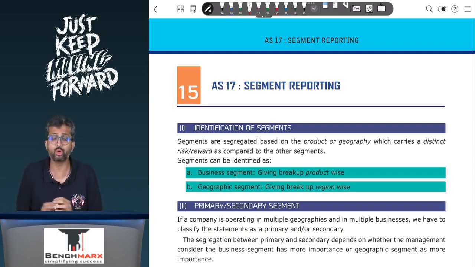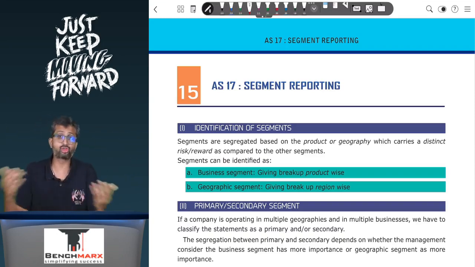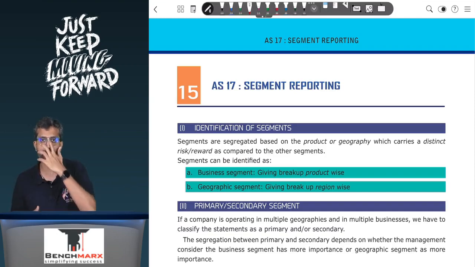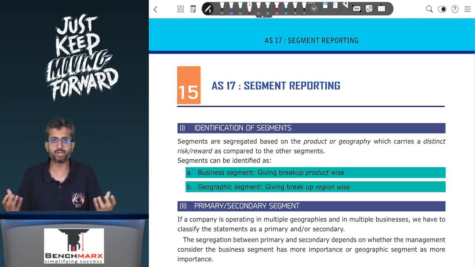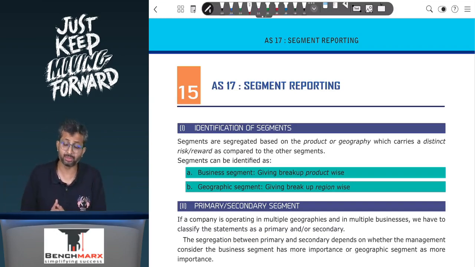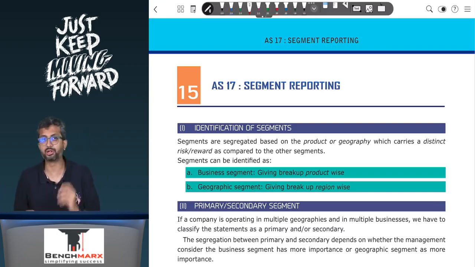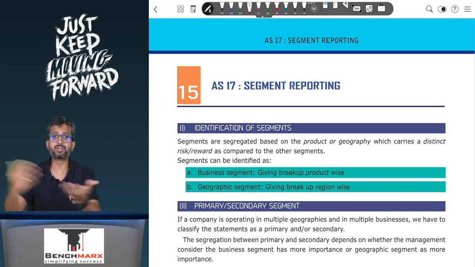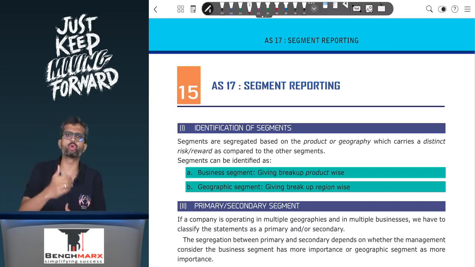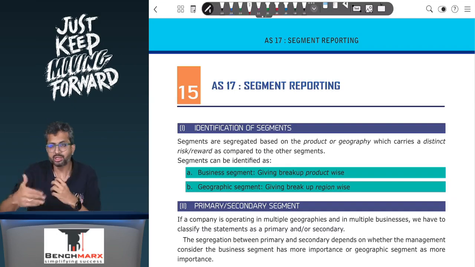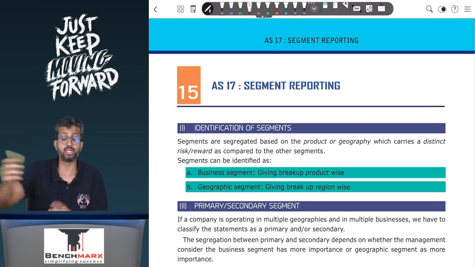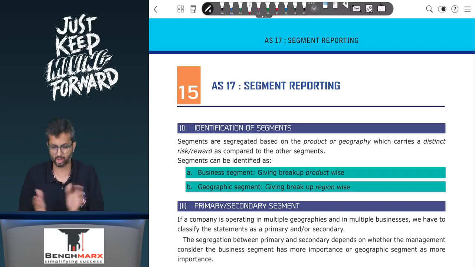Various indicators can be looked at, like the nature of products should be different. Like, cars and trucks are different products. The production process can be different. For example, even within cars, electric vehicles and petrol vehicles might have a different production process, different segments. The customers may be different. Like, customers of a truck and customers of a car are quite different. The method of distribution might be different. For example, a media house like Star might distribute content in the form of Star TV, or they might distribute it as Hotstar. The medium of distribution or regulator, if applicable, should be different.